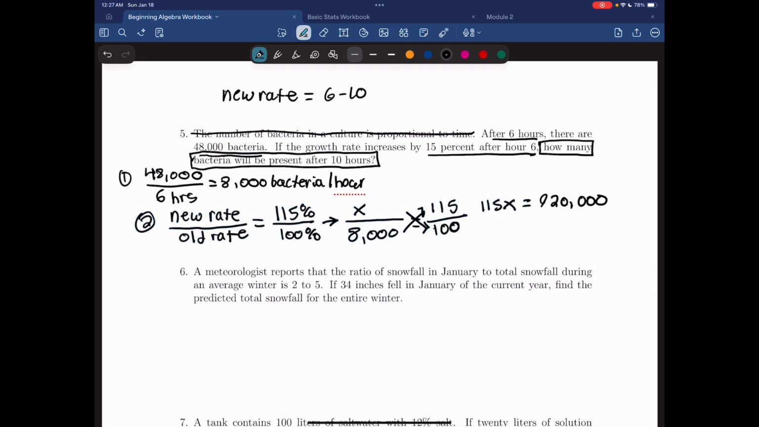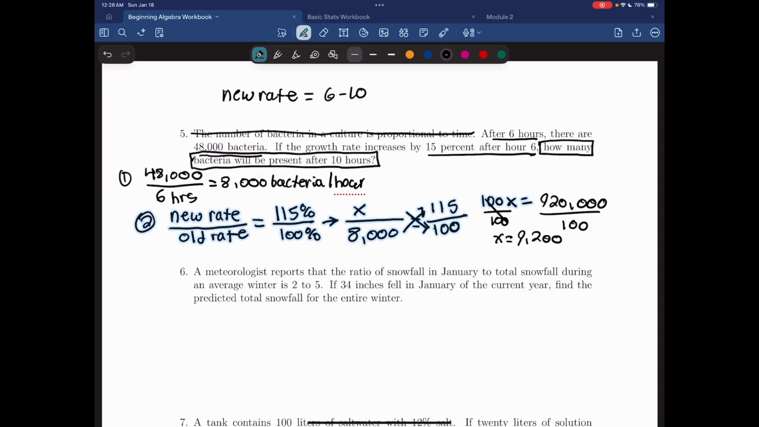Now to solve for x. And then, my apologies, actually. So now, to solve for x, let's cross multiply. So we get 100 times x, so we just get 100x. And then 8,000 times 115, which is 920,000. Now to solve for x, just simply divide both sides by 100. So we get x equals 9,200.